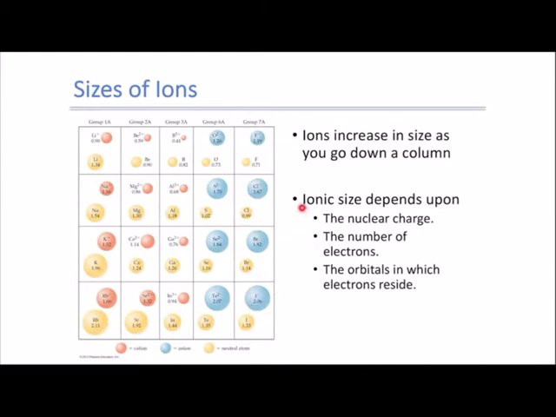And then the ion size is going to depend on the nuclear charge, the number of electrons it has, and the orbital that the electrons reside in. So something in the n equals 2 orbital is going to be much smaller than something in the n equals 3 orbital, even if it's an ion.